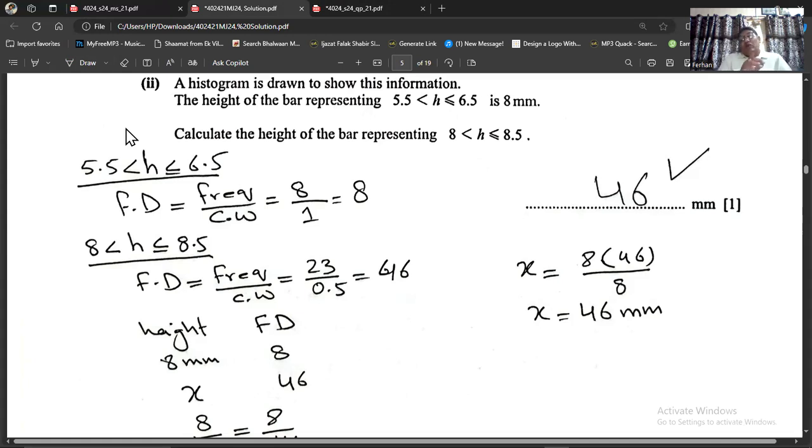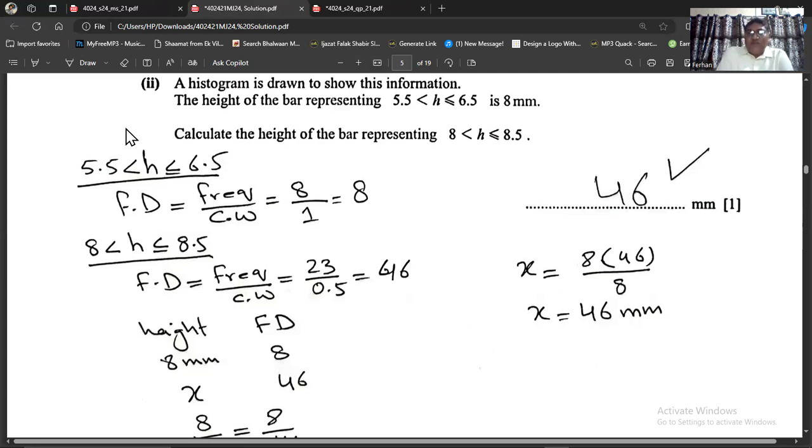And the class which is from 8 to 8.5, its frequency density will be frequency divided by the class width. Its frequency is 23 and its class width is 0.5. You know how you find the class width? You subtract both the boundaries from each other, you will get the class width. 8.5 minus 8, that is 0.5. In the same way, 6.5 minus 5.5, that is 1. So its frequency density, which is used to draw the histogram, that is 46.